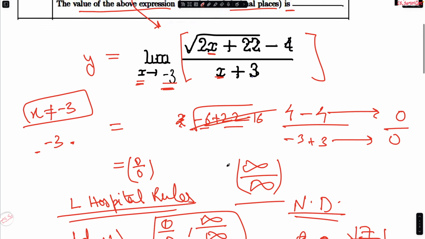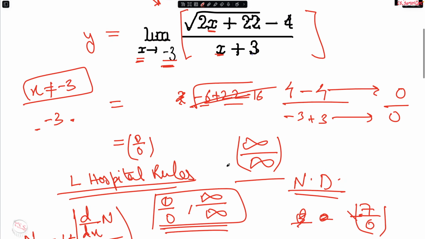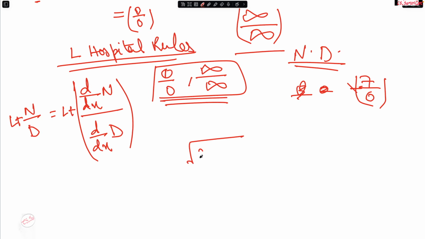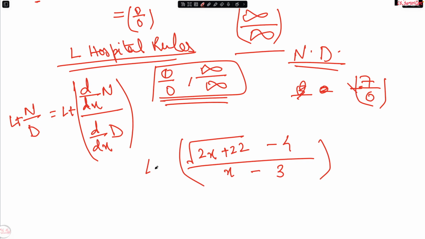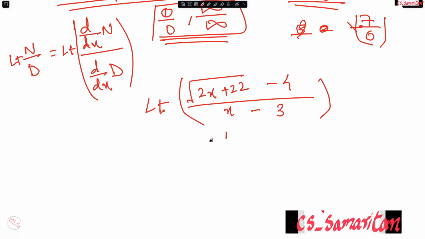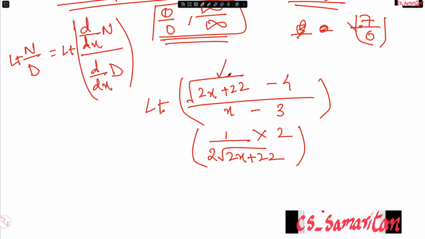So let's do that over here in the original one. Let's see, root of 2x plus 22, minus 4, by x minus 3, right? And then there is the limit over here. Now let's differentiate the numerator. If you were to differentiate the numerator, it is going to give you 1 by 2 root of 2x plus 22, times 2. That is what you get from differentiating this part. Differentiating this part is going to give you 0, so I have directly ignored it. Divided by, differentiating this part is going to give you 1.